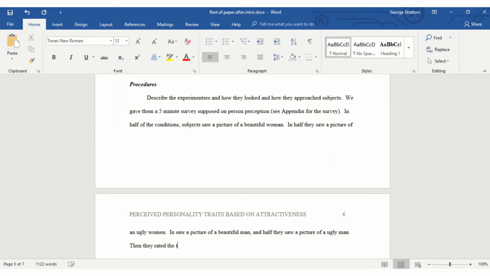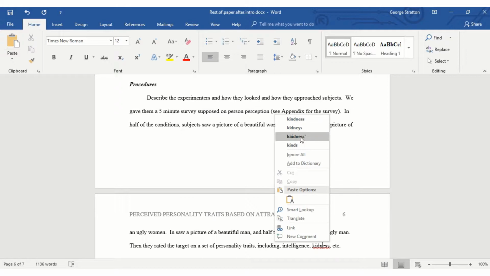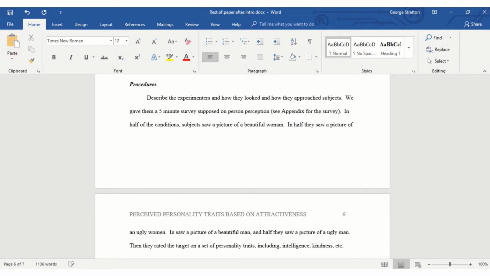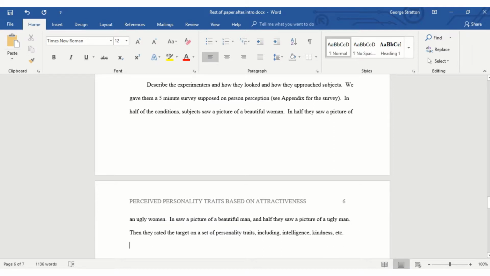They rated the target on a set of personality traits, including intelligence, kindness, trustworthiness, generosity, open-mindedness on a 7-point scale, 1 equaling not very much, 7 equaling very much. So after you go through the whole procedure and you fill out exactly what you did in every condition, then you double space down and you start the results section.